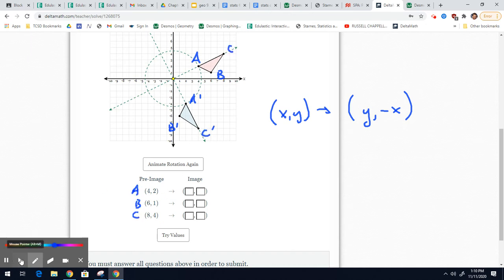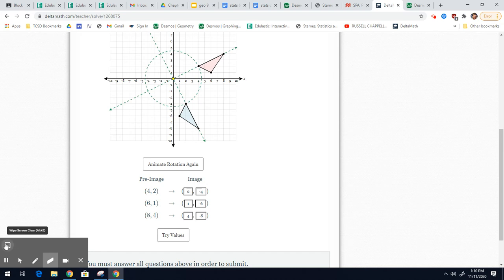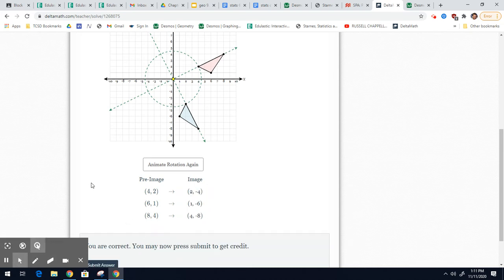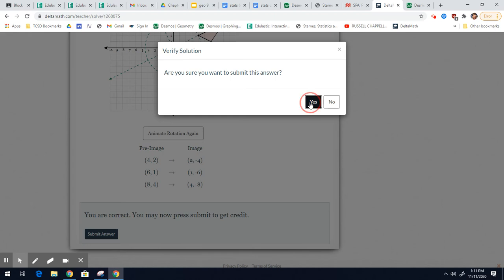And now we'll just kind of count the coordinates going left to right first, up and down second. So A prime is now 2, -4. Switch X and Y, second number is negative or opposite. Then we have 6, 1. So now we're going to go 1, -6. Switch X and Y, second number is negative, or opposite, I'm sorry. And then 8, 4 is now 4, -8. And there we go. Let's try those values. Oh yeah, we're correct. Green check mark.